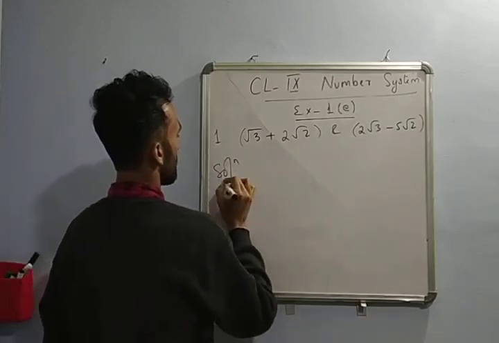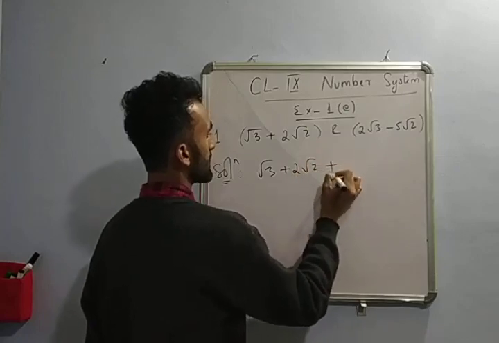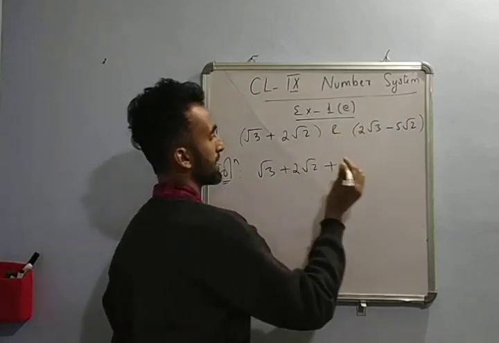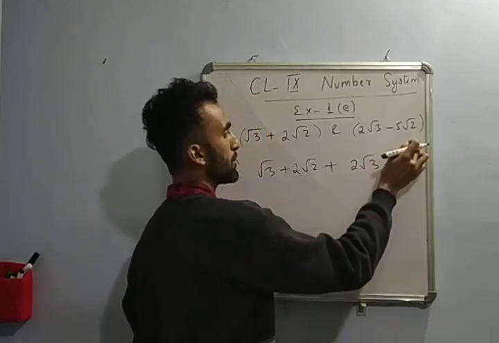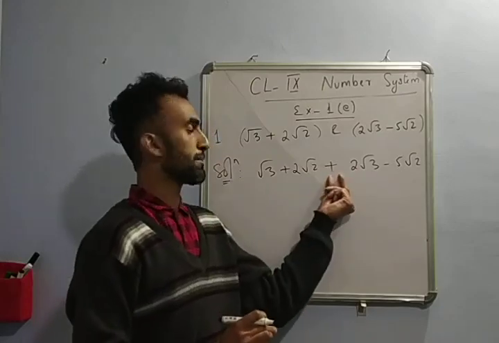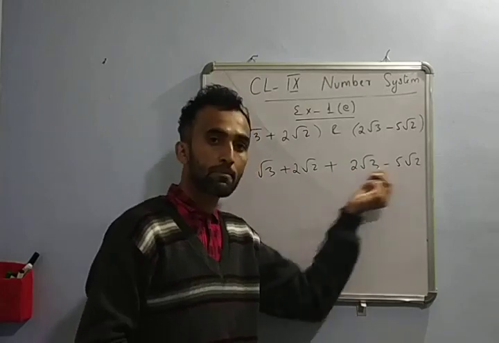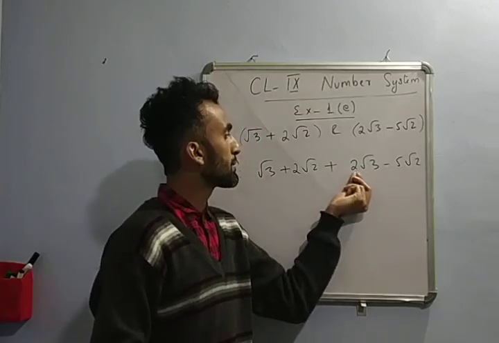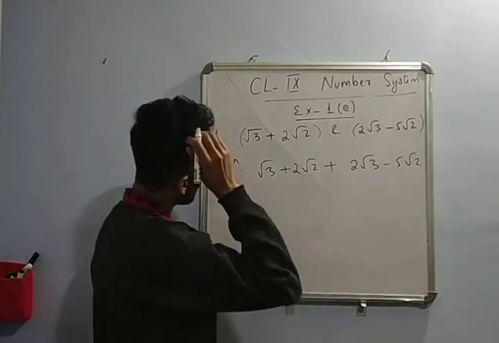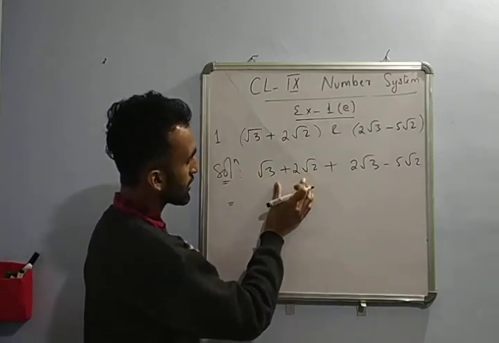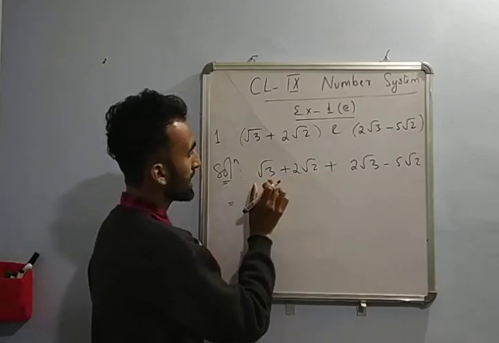Solution. Root 3 plus 2 root 2, plus, and we have to add these two, so plus sign, 2 root 3 minus 5 root 2. I will not be using any bracket here because there is a plus sign. If there is a minus sign, use a bracket, because when there is a minus, the minus also multiplies inside. Plus sign, when it multiplies inside, the sign remains same. So equal to, now you check, root 3 plus 2, I cannot add root 3 with root 2. No, it has to be same.